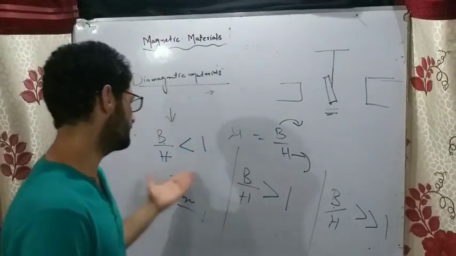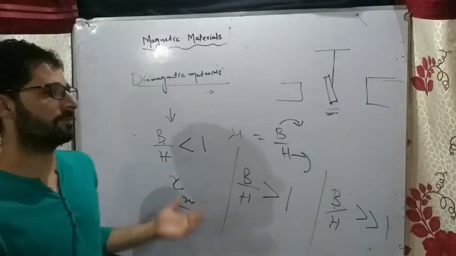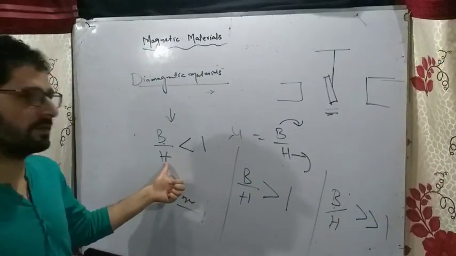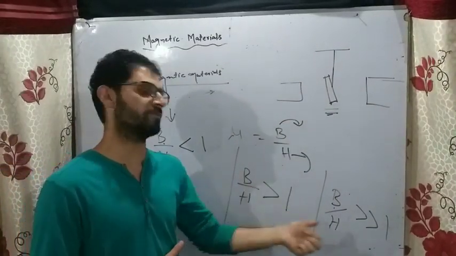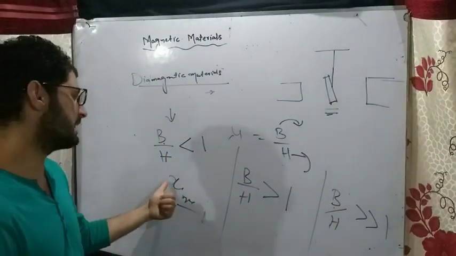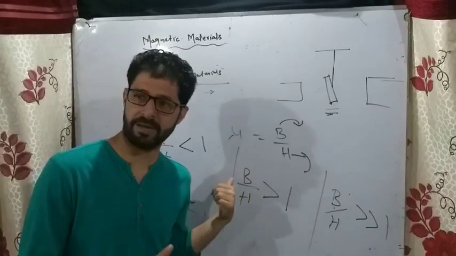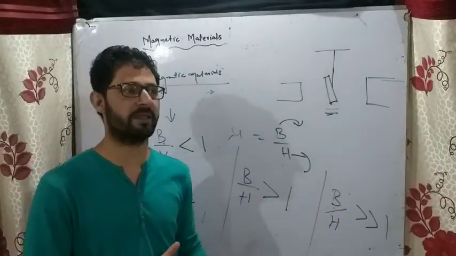And third, magnetic permeability. Magnetic permeability is less than 1 for diamagnetic substances. For paramagnetic, it is greater than 1. For ferromagnetic, it is much greater than 1. And magnetic flux density is less than air for diamagnetic. For paramagnetic, it is greater than air. For ferromagnetic, it is much greater than air.